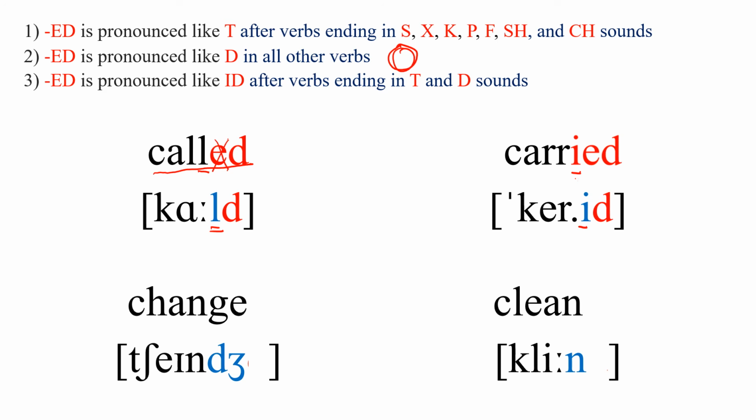Next one, change. The last letter is E, so we just add D only, and then it sounds change, with a J sound, which is voiced. So we add the D and read changed. And the last one for today's lesson is clean. This is a consonant, so we add ED, and this is voiced, so we add the D sound, and we read cleaned. Called, carried, changed, and cleaned.